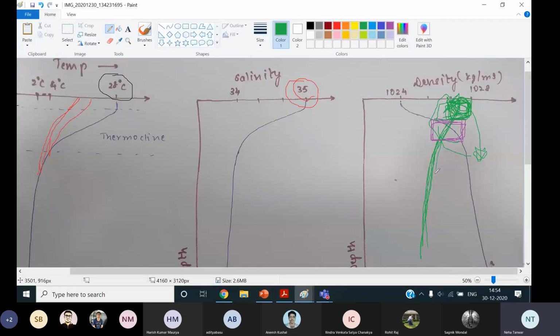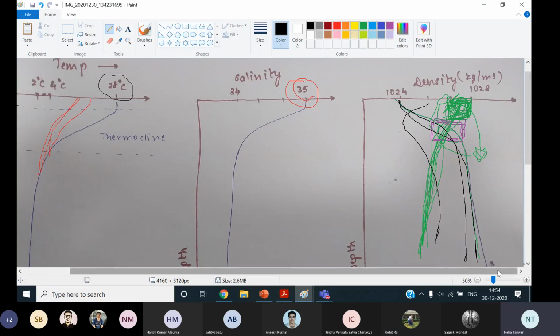So this profile is never observed. Density always increases with depth. We cannot have something like this. That's never possible. So it's always like this. And pressure also has a role to play in determining the density. As the pressure increases, the density increases.